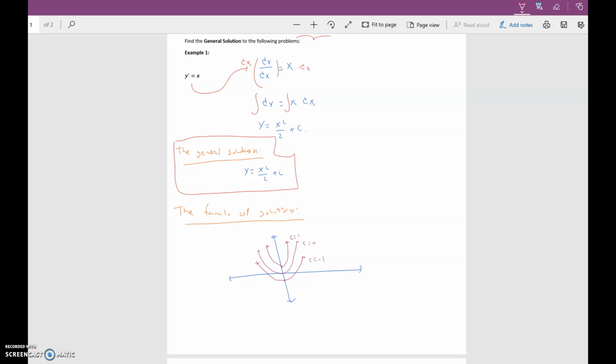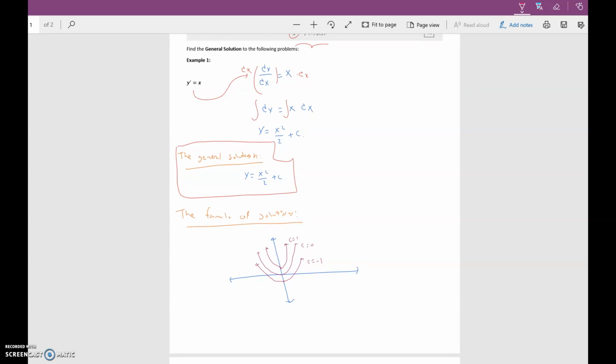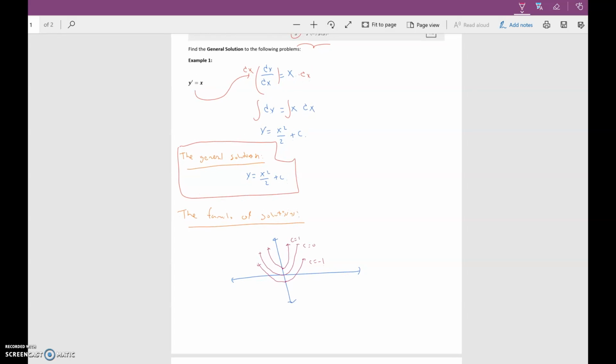So if you encounter a problem asking for the field of solutions or the family of solutions, you can just show at least 3 approximate sketches of what they're going to look like. Technology would give us all of the solutions that would show up within an interval. At the moment, we're not given initial conditions or which coordinate points your equation passes through. So at this point, we're just going to write the general solution and a sketch of the family of solutions.